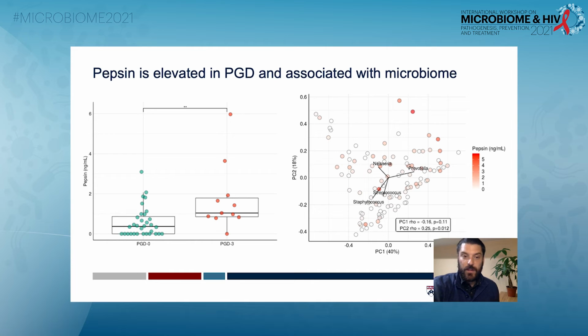And then further, trying to understand this mechanism, we measured pepsin, which is a gastric enzyme that is normally not found in the lung and may be a marker of aspiration. And we found on the left, we could see that independent of other markers, pepsin was elevated in the lungs of those subjects that developed primary graft dysfunction. And further, the pepsin levels correlated with the microbiome, and specifically those samples that had high Prevotella also seemed to have high pepsin.